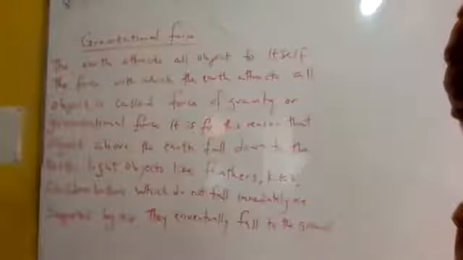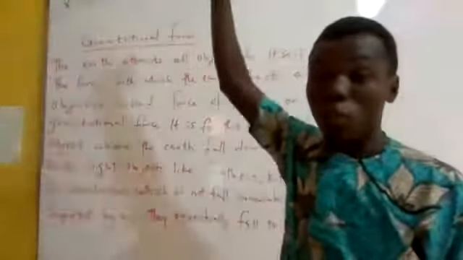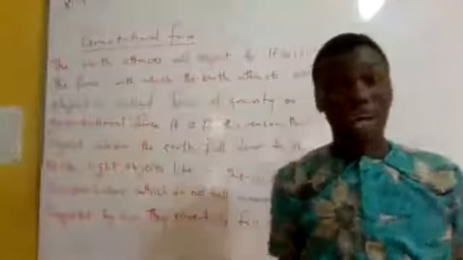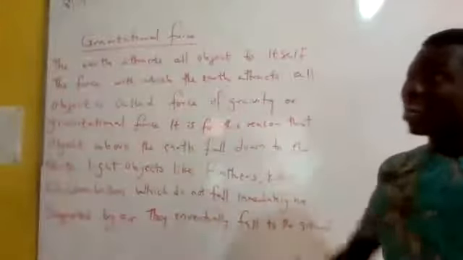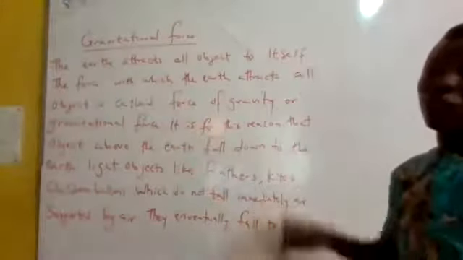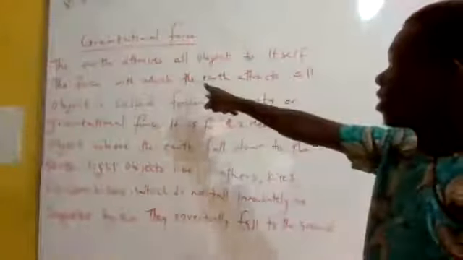Now, this is gravitational force field. They said the earth attracts all objects to itself. What does that mean? That is, everything that goes up must come down. So that's how it attracts. It's coming down with a force. Now, they said the force with which the earth attracts all objects is called force of gravity.